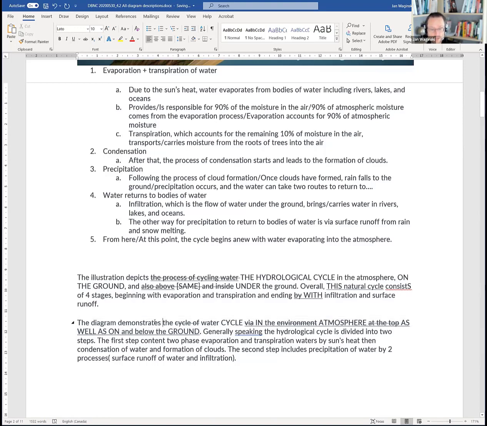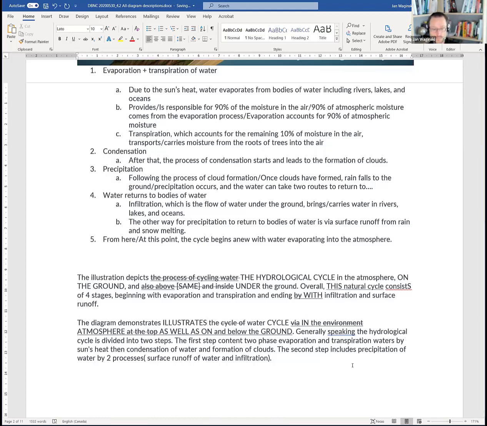So diagram demonstrates, a better word is illustrates. And that's a standard phrase you can use for any of these. The diagram illustrates. Generally speaking, followed by a comma, watch out for punctuation.